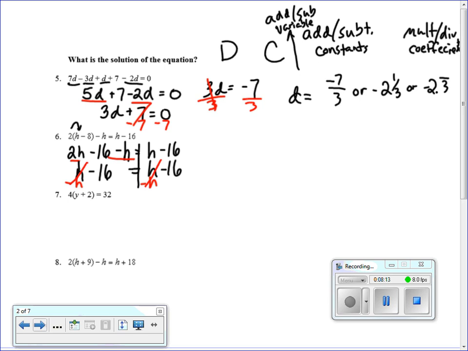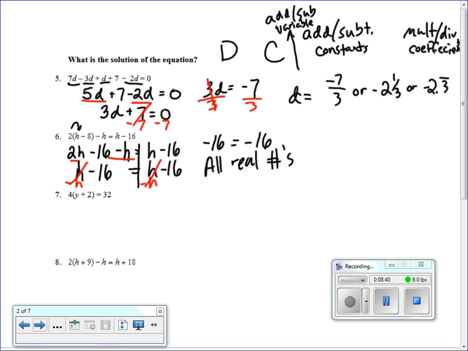When we subtract, the h's on both sides end up canceling out, and we are left with negative 16 equals negative 16. Okay, this is a true statement. We do know that negative 16 actually equals negative 16. Because you have the same thing on both sides, we would say that our solution is all real numbers. Meaning any value of h will work in that equation.